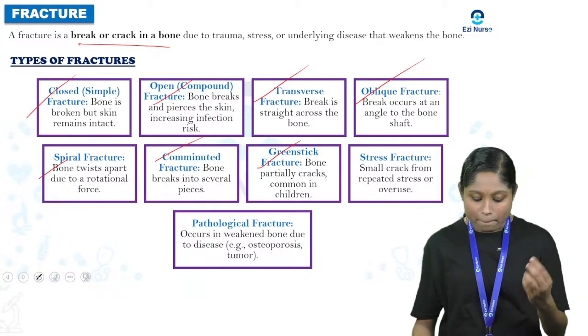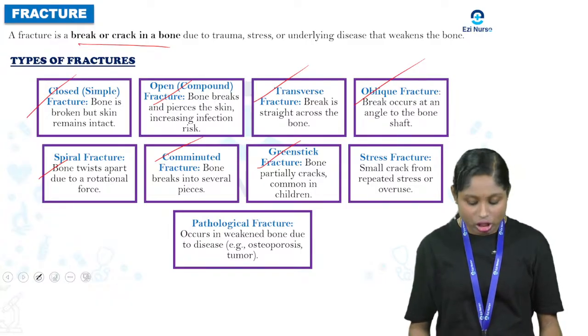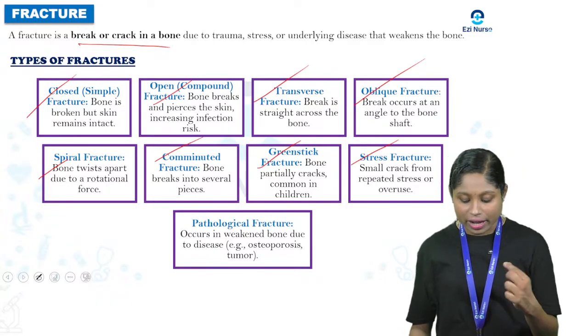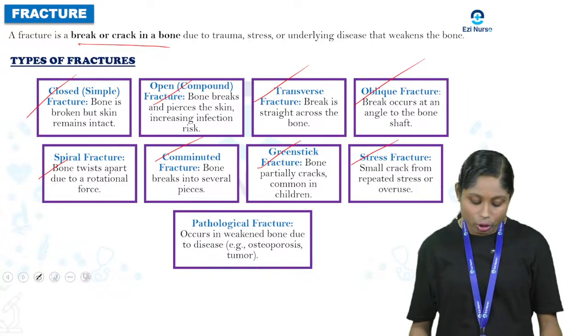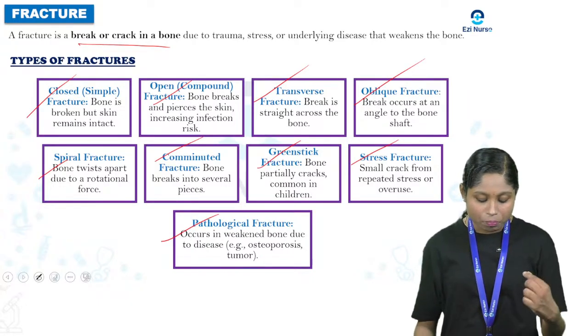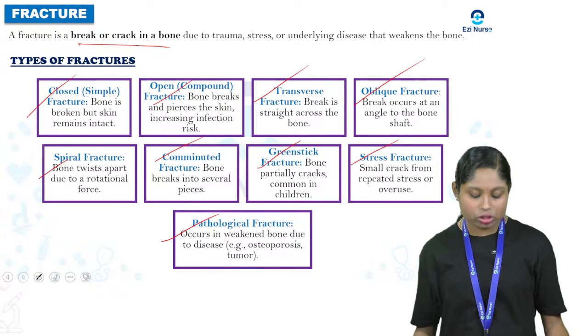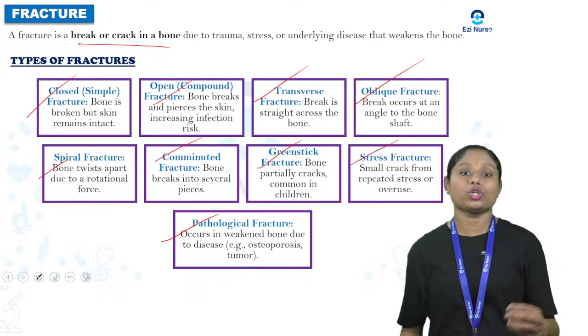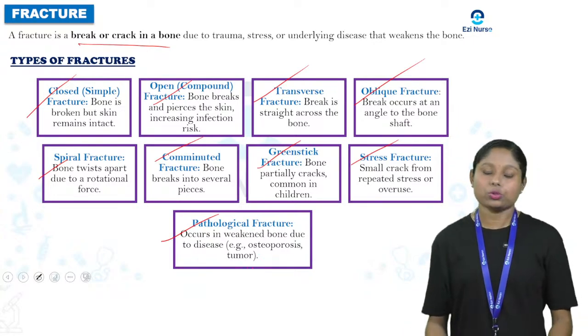Greenstick fracture, the bone partially cracks, commonly in children. Stress fracture, a small crack from repeated stress or overuse. And pathological fractures occur in bones weakened by some disease condition like tumor or osteoporosis. So these are the types of fractures.